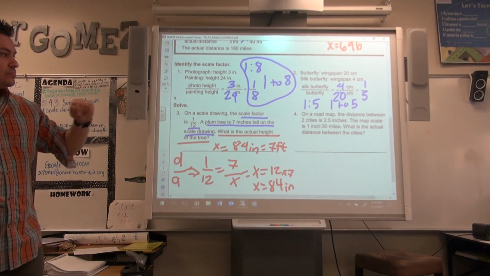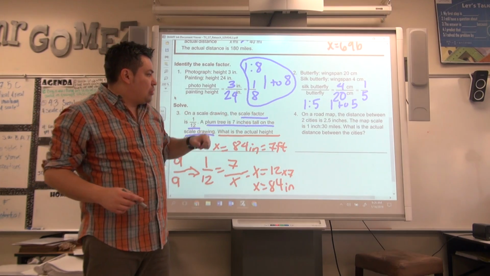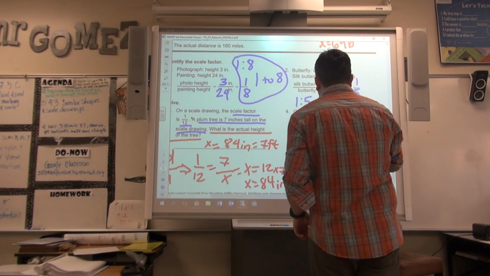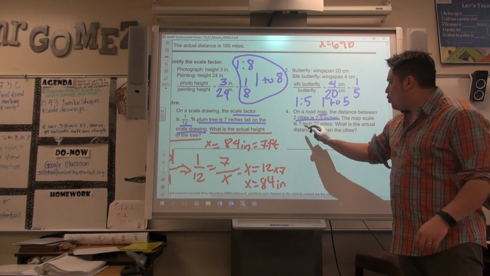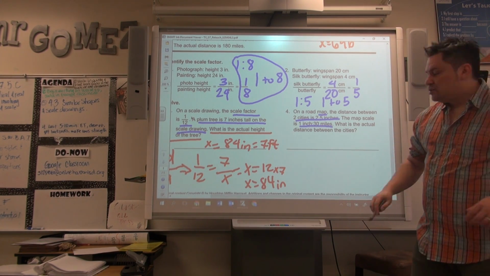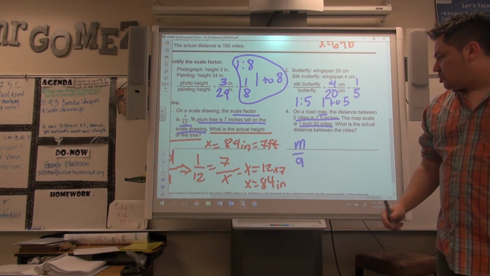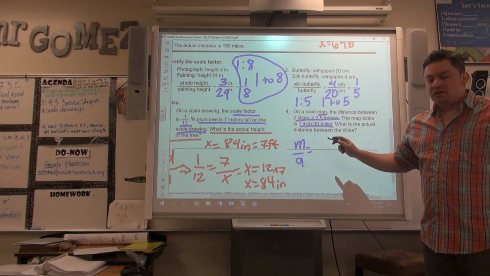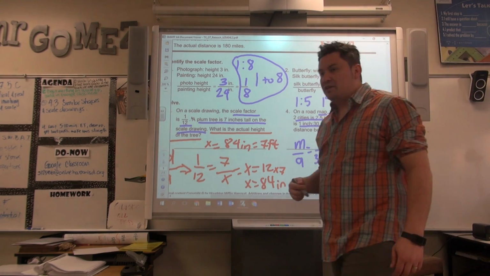And the last one, on a road map, that's kind of like the example on top, right? On a road map, the distance between two cities is 2.5 inches on the map. The map scale is 1 to 30. What is the actual distance between the two cities? So we're gonna have the map over the actual. Everybody agrees? Yes, sir. So we're gonna set up whatever I have already, 1 to 30. Where does the 1 go? Top. And the actual is 30 miles, right?